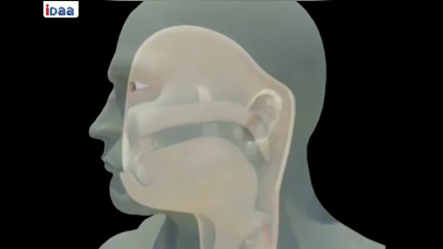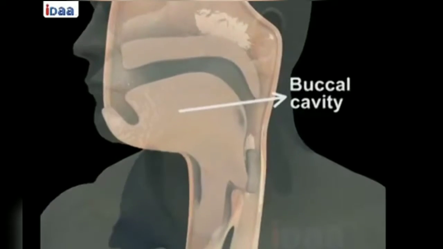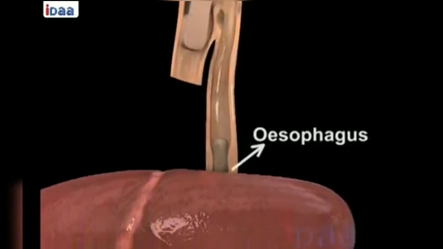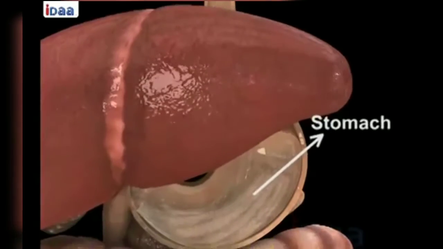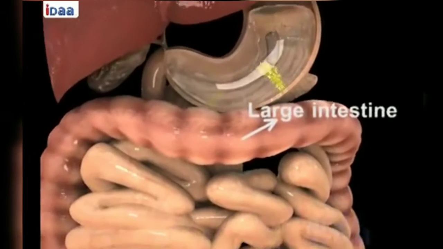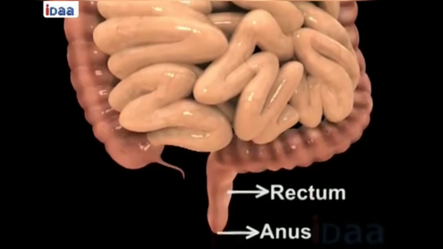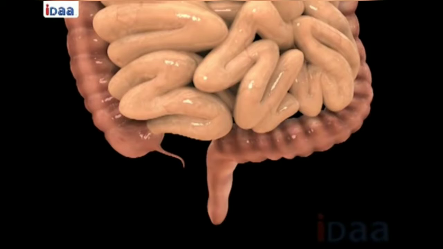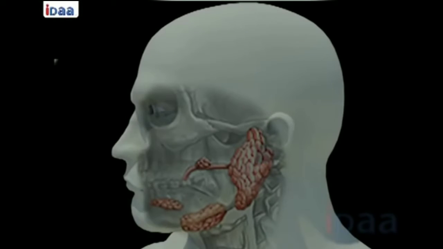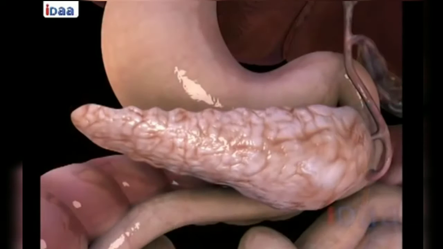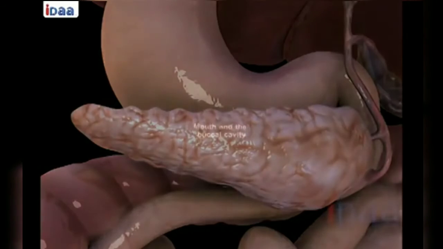The parts of the alimentary canal are the buccal cavity, esophagus, stomach, large intestine, small intestine, rectum, and anus. The food gets digested gradually as it passes through the various parts of the tract. Digestive juices secreted by the salivary glands, liver, and pancreas also aid digestion.